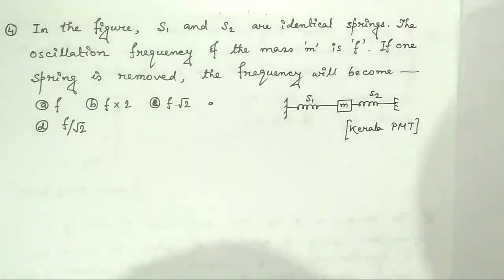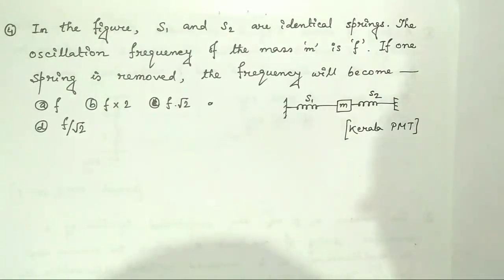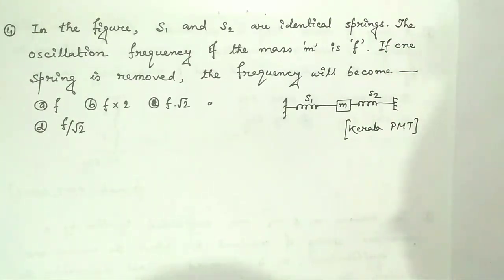Question number 4. In the figure, S1 and S2 are identical springs. Identical springs means their force constants or spring constants are equal. The oscillation frequency of the mass m is f. Now, if one spring is removed, the frequency of oscillation will be.